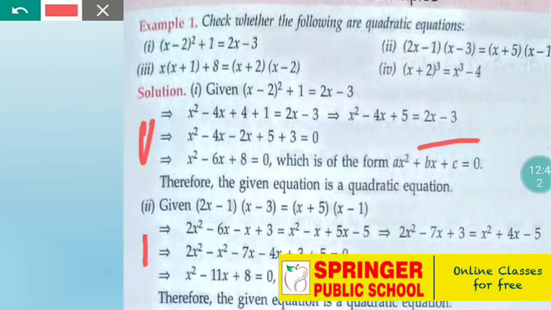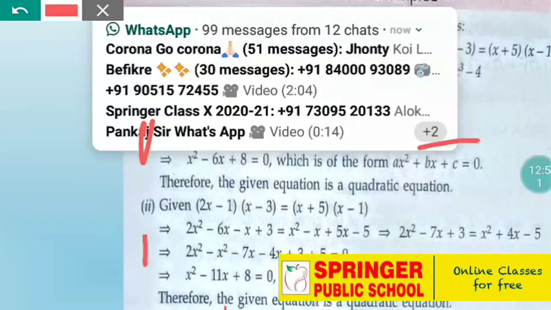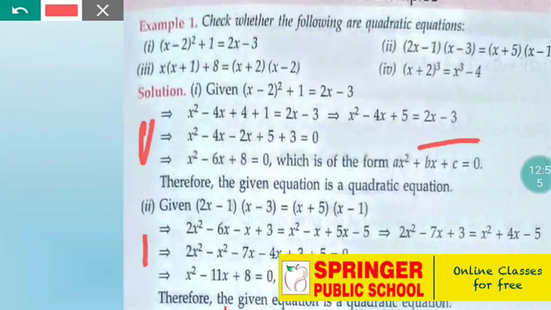So it becomes 2x square minus x square is x square, minus 7x minus 4x is minus 11x, and 3 plus 5 is 8, is equal to 0, which is again in the form ax square plus bx plus c is equal to 0. So the given equation is also a quadratic equation.